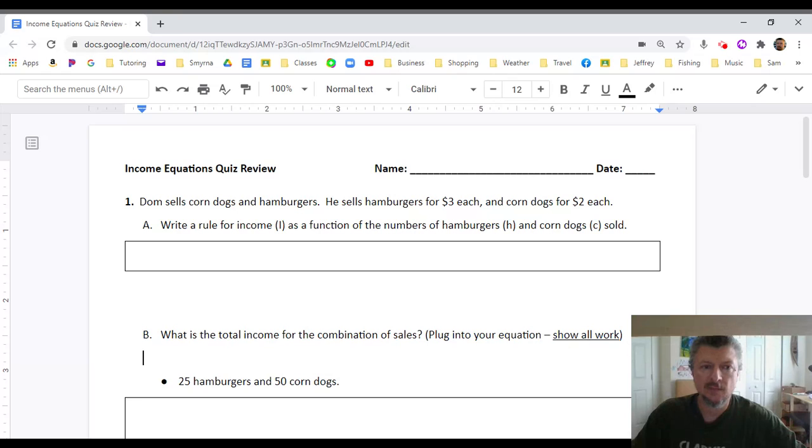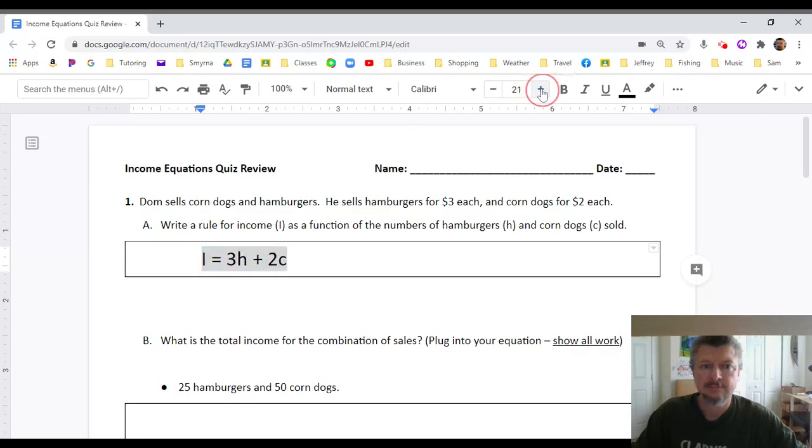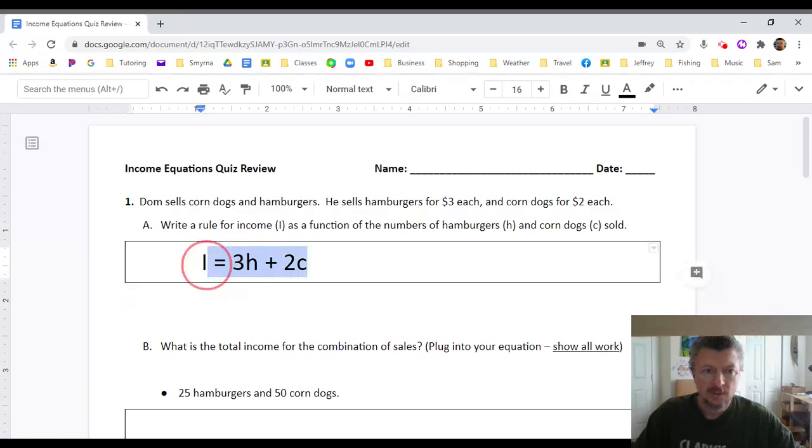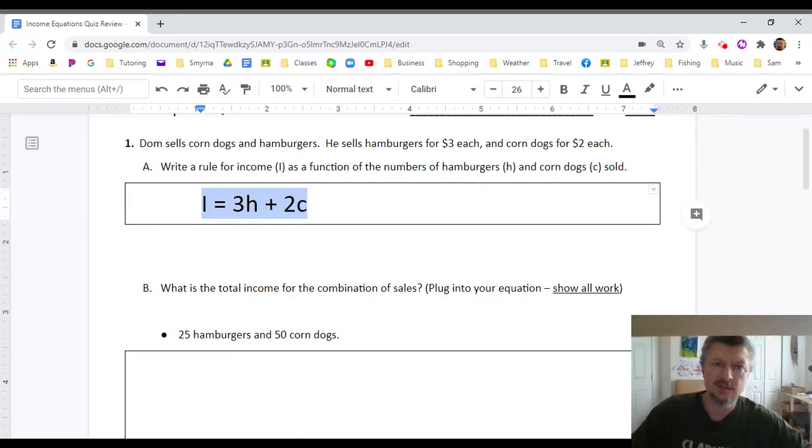Okay, so first thing is Dom is selling corn dogs and hamburgers. He sells hamburgers for $3 each and corn dogs for $2 each. So I'm going to write an equation. I is money he's going to make, his income. I equals $3 for each hamburger plus $2 for each corn dog, right? So it's 3 times H plus 2 times C. There's the equation.